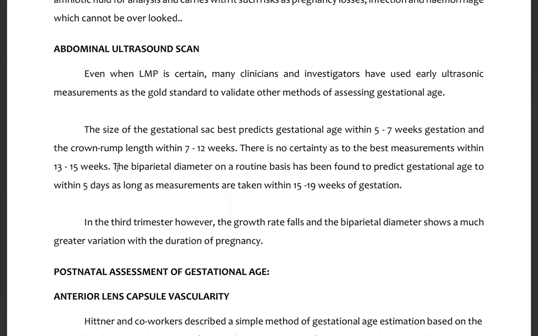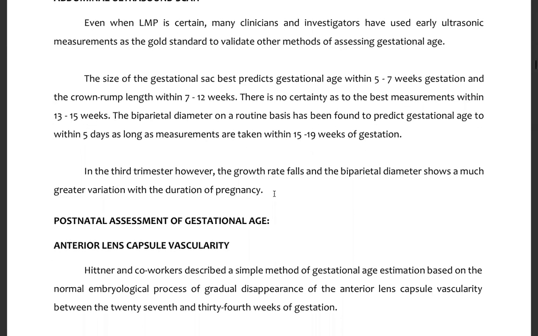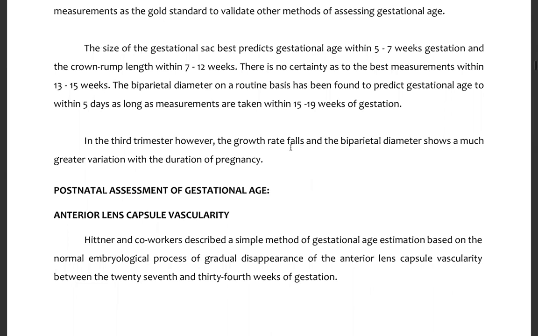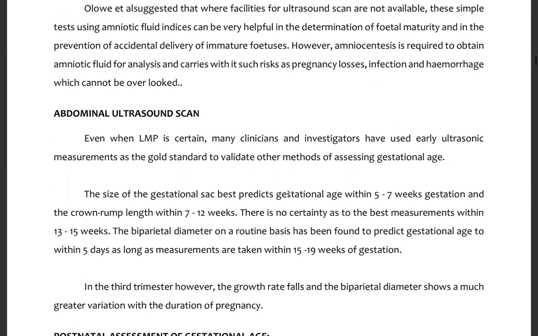With ultrasound, how do you calculate the gestational age? In the first trimester, gestational sac length predicts the gestational age until 7 weeks. After 7 to 12 weeks, you use crown rump length. In the second trimester, biparietal diameter is the better predictor of gestational age. In the third trimester, the growth rate falls and biparietal diameter shows much greater variation. So the most accurate is your first trimester scan. Up to 7 weeks, it is the size of the gestational sac. From 7 to 12 weeks, it is your crown rump length.